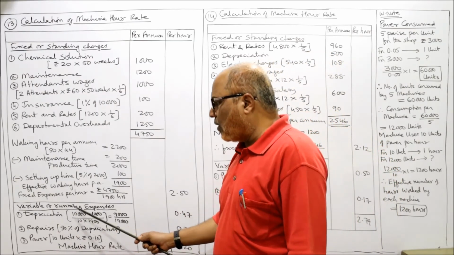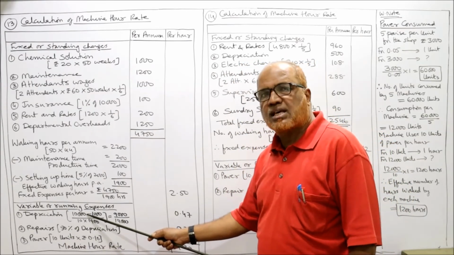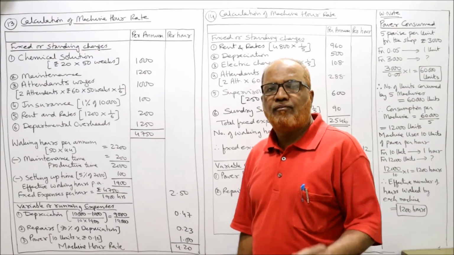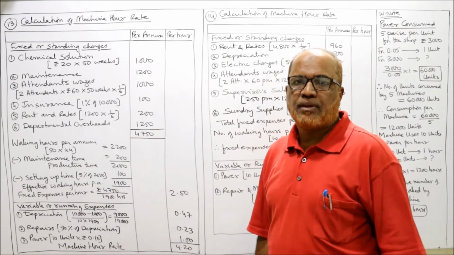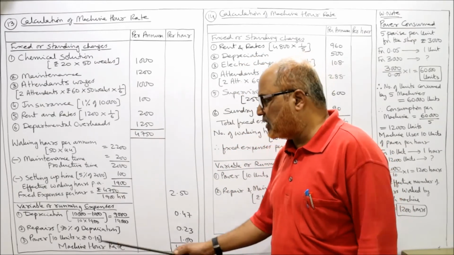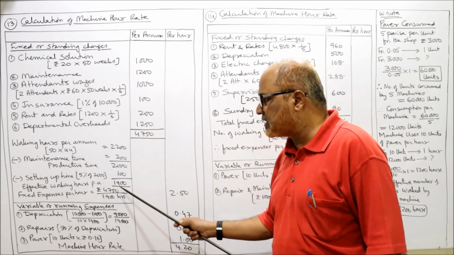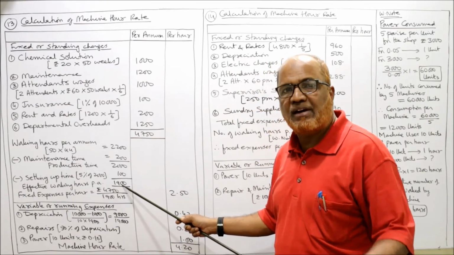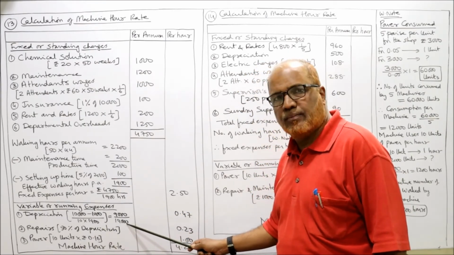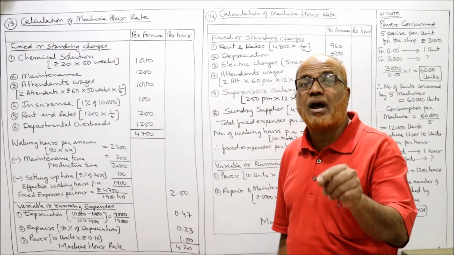Then variable or running expense, depreciation. The cost of the machine is 10,000, scrap value is 1000. The cost minus scrap divided by life. We want the life in hours. It is not given, it is given only in years. So what is the life of the machine? 10 years. 10 years is the life. And every year, how much is the effective working time? 1900 hours is the effective working time. So 10 into 1900, you will get 19,000. So 9000 divided by 19,000, 0.47 is the depreciation per hour.